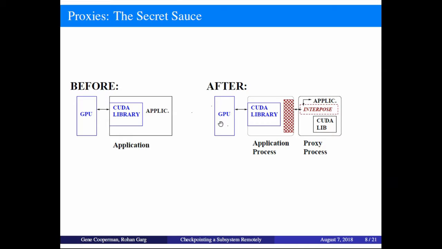When it's time to checkpoint, we can throw away everything on the left. We're just going to save the application process all the way on the right. And since the application process has no hardware and it has a dummy CUDA library that we will never use, it's all going to work.